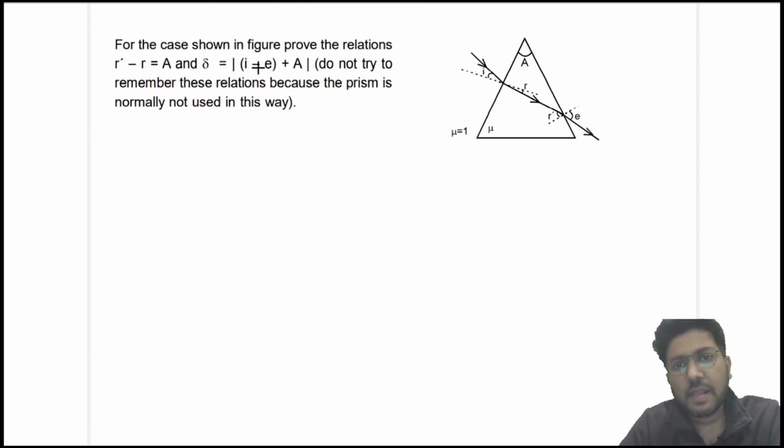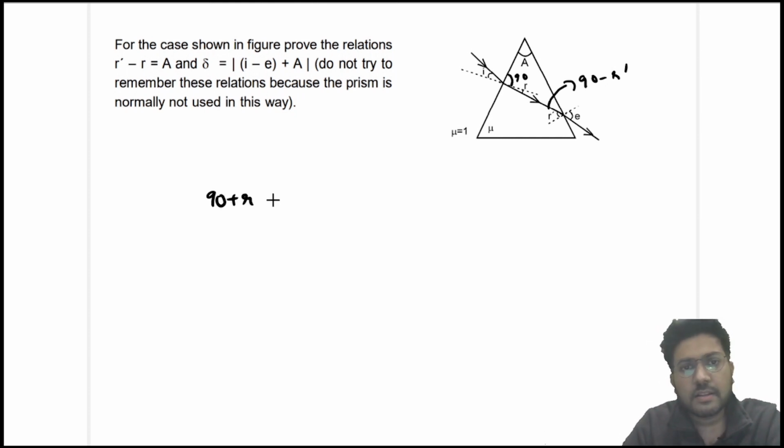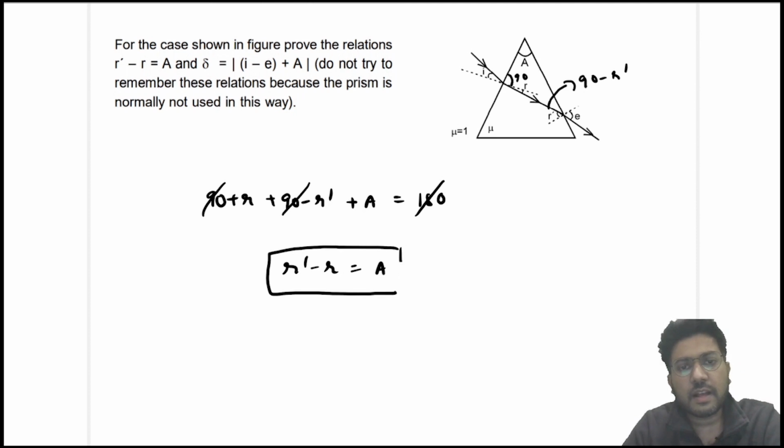R dash minus R is equal to A. So here this is the normal, we can see that this is the normal, then this angle will be how much? This angle is 90, so this total angle is 90 plus R, and here this is the normal, so this angle is 90 minus R dash. So I will write 90 plus R plus 90 minus R dash plus A is equal to 180 degrees. From here you can see that R minus R dash, or you can say R dash minus R is equal to A. So this is what we were asked to prove. Then comes the angle of deviation.